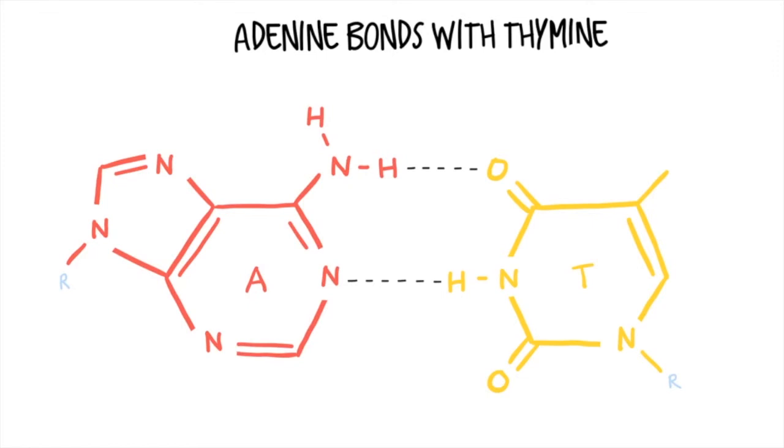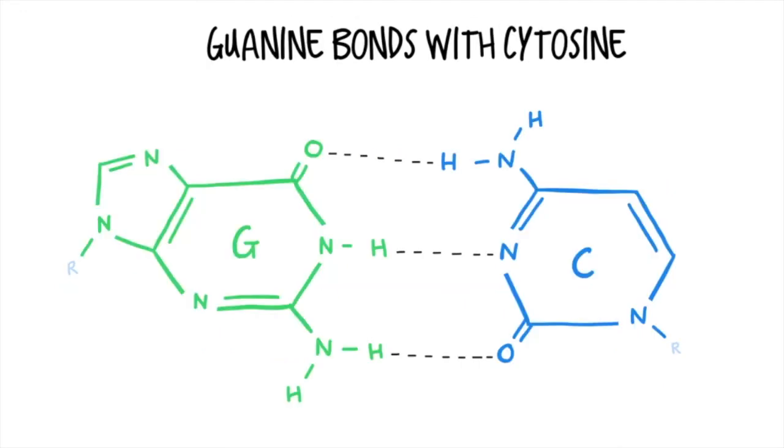In this case, the hydrogen on adenine is the proton donor, to the oxygen in thymine, which is a proton acceptor. And for the second bond, the nitrogen in adenine is the proton acceptor to the hydrogen in thymine, which is a proton donor. And next, guanine binds with cytosine, but this time we have three hydrogen bonds.